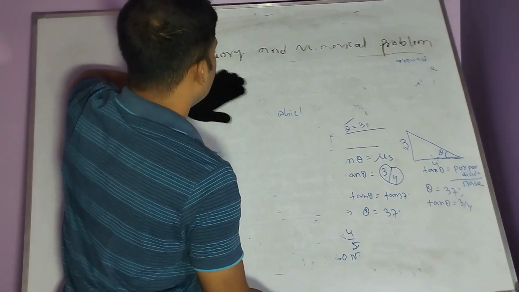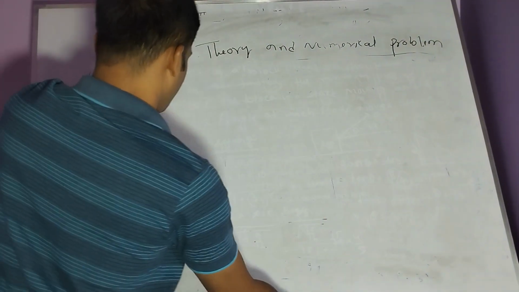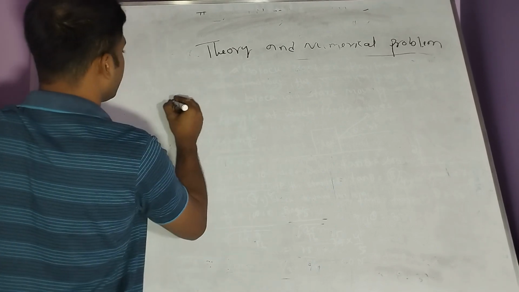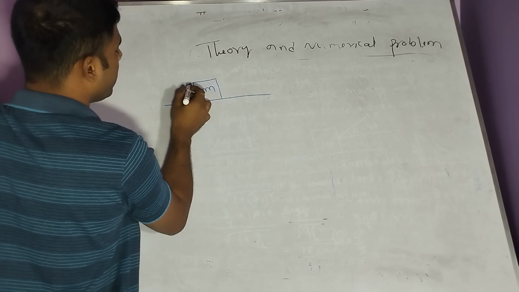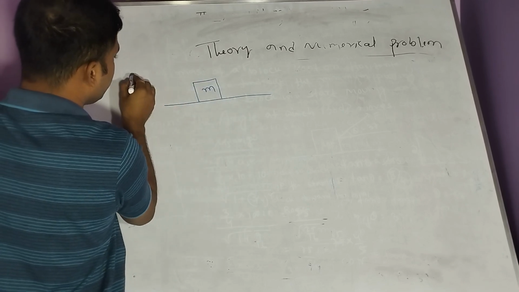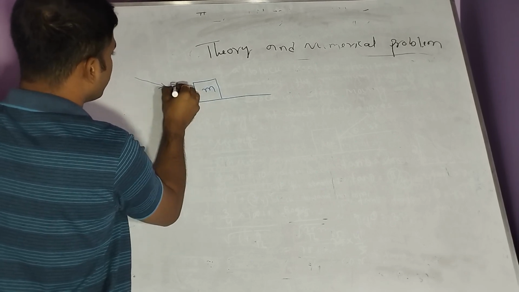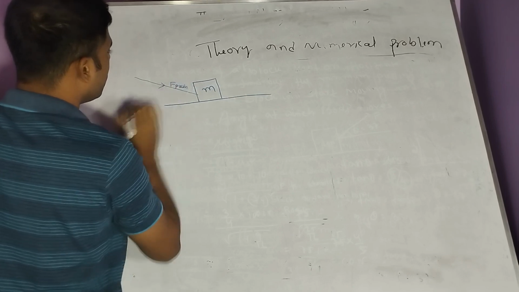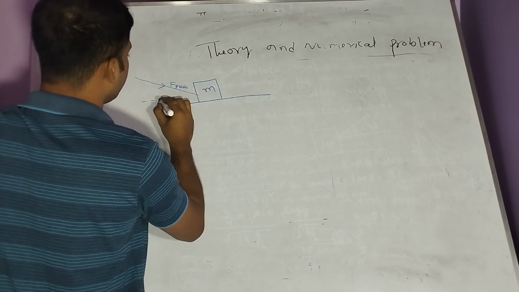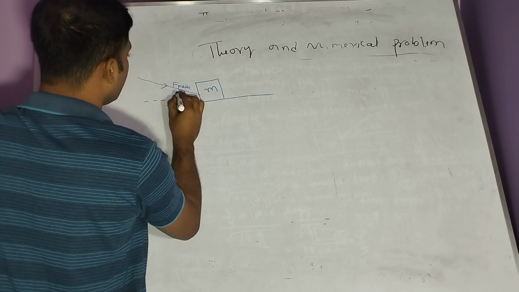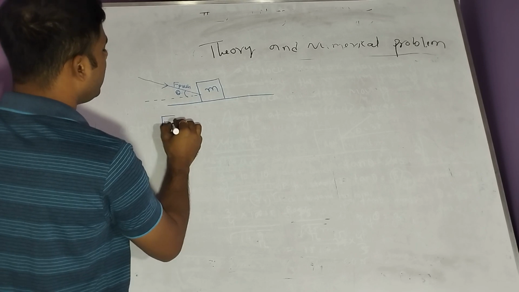Next, the pushing force. What is the pushing force? What is the pushing force equation? This is the pushing force block diagram. This is the block of mass M and the force applied, the pushing force F, which makes an angle theta with the horizontal component. Then find out the pushing force equation. Only one data is given.